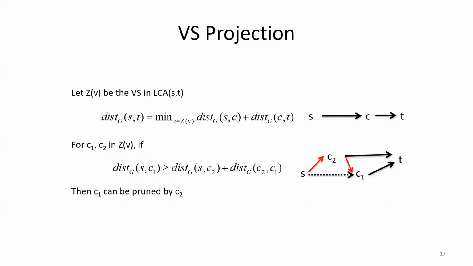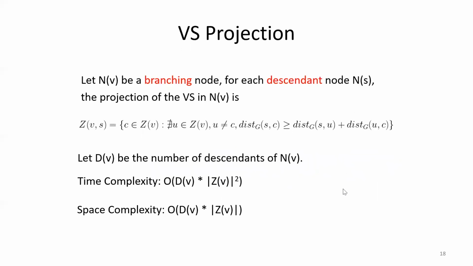The idea of VS projection is that some vertices in the vertex separator can be pruned. Let V be a branching node and S be a descendant of V. Let C1 and C2 be two vertices in JV. If the shortest path from S to C1 goes through C2, then C1 can be pruned by C2. So we define the projection JVS to be the set of vertices which cannot be pruned.